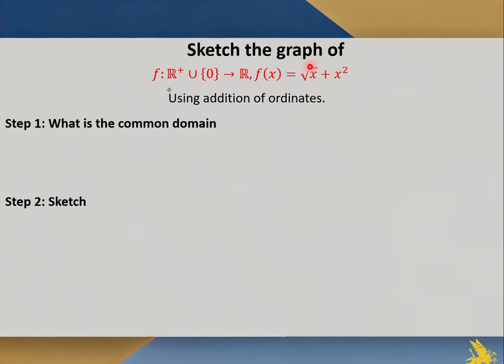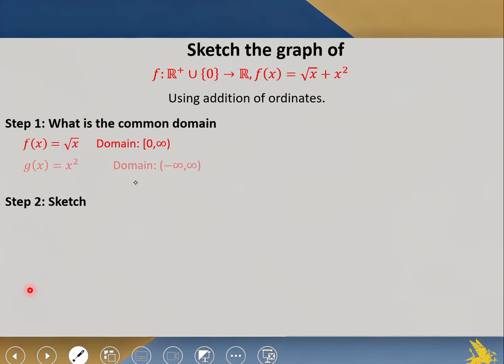Sketching the graph of f, with domain all positive real numbers union zero, that means including 0, is described by f of x equal to square root x plus x squared. So again, we need to be thinking about the addition of ordinates. With this, I'm just going to break it down into 2. We've got square root x, and we've also got x squared. So for square root x, we know the domain is 0 to infinity, and for x squared, we know it's negative infinity to infinity. So the same thing, we are going to sketch.